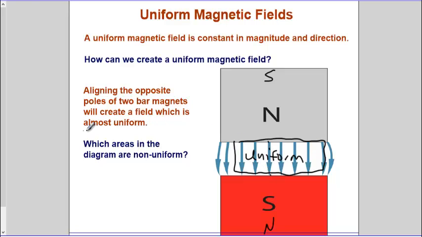So it's almost uniform. But if we come out here and look at the edges of the magnet there and there, these are called the fringes. And the fringe fields are not uniform. So there are many instances when we want to create a strong, constant magnetic field. When we're steering charges. More on that soon.